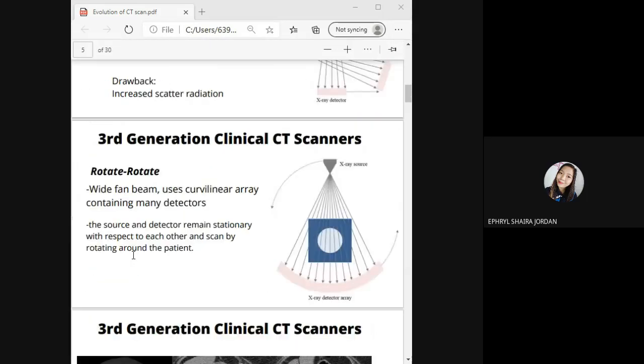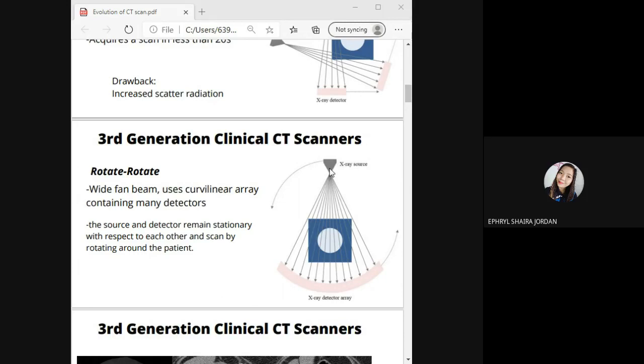So in third generation CT scan, it has a mechanism of rotate. Why rotate? So we will discuss that. So in third generation clinical scanners, an array of detector cells is placed on an arc opposite an X-ray source, emitting a fan of X-rays that encompasses the whole patient within the field of view of the fan. So in this third generation setup, the X-ray source and the detector remain stationary with respect to each other and scan by rotating around the patient.